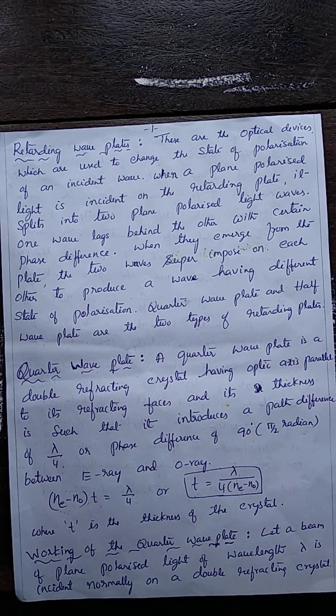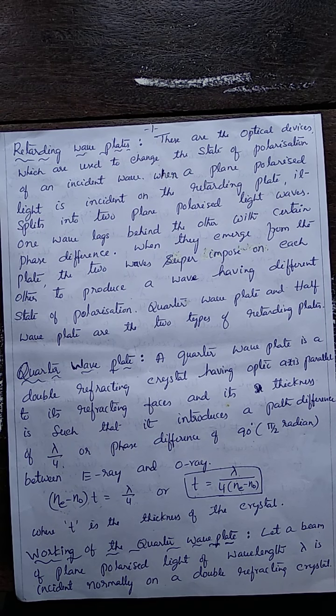ray and O ray. When a plane polarized beam passes through it, it splits into E ray and O ray, and when the rays emerge from the crystal, a definite path difference is introduced between those two rays. These things we discussed in the previous class.